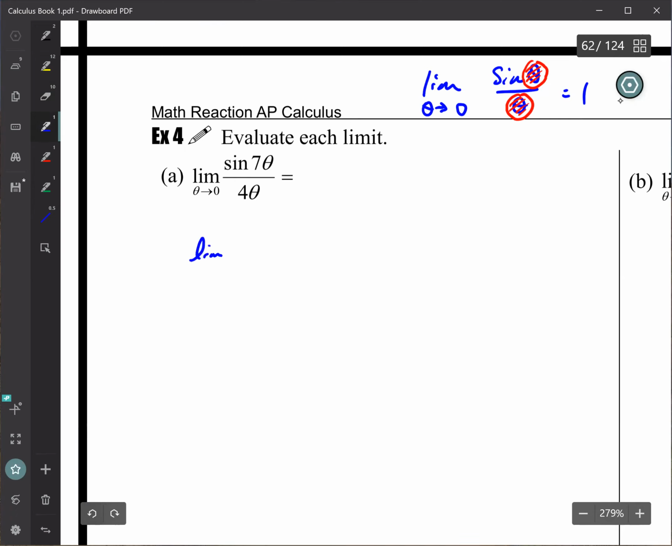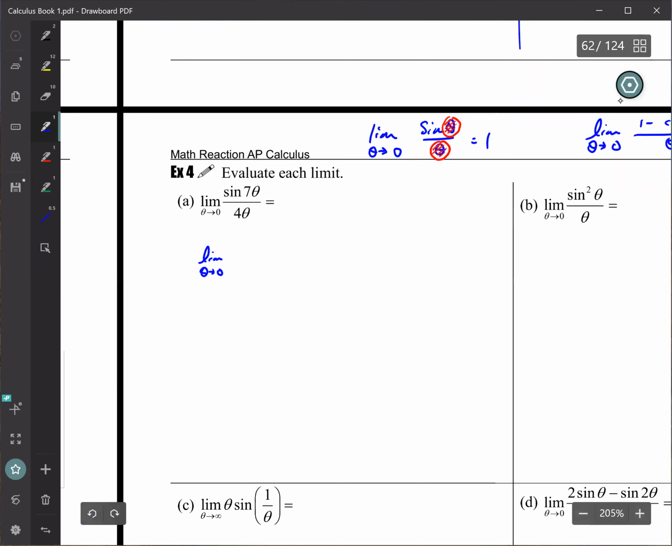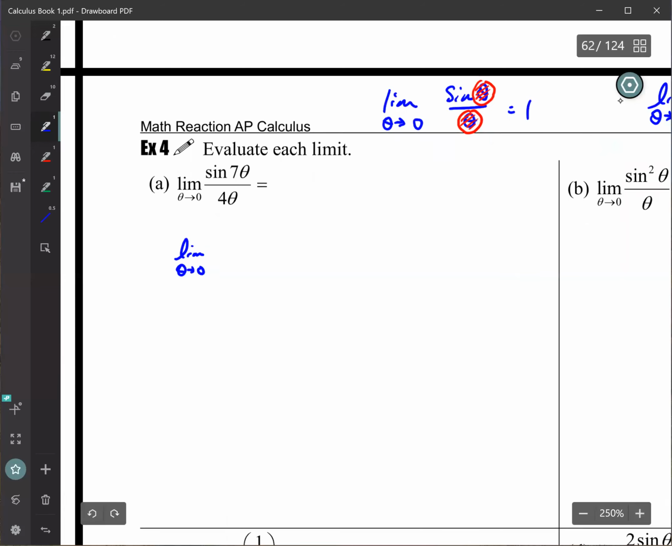I have a question about the last thing you said. If it's sine 100 theta over 100 theta, I can still say it's 1 because it's 100 theta on both, right? Yes. Okay, thank you. So whatever is in the angle part has to be the same for it to work. Otherwise, they don't approach zero at the same rate, they don't get small at the same speed.